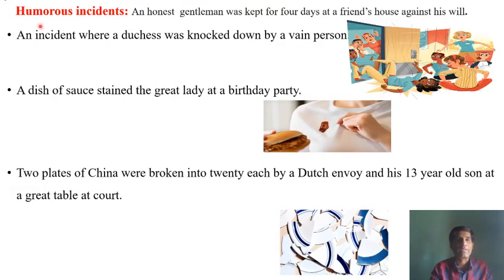So Jonathan Swift narrated some humorous incidents which he observed. An honest gentleman was kept for 4 days at a friend's house against his will. Though the gentleman didn't like to stay there, he was forced to stay. So it was a kind of over civility.